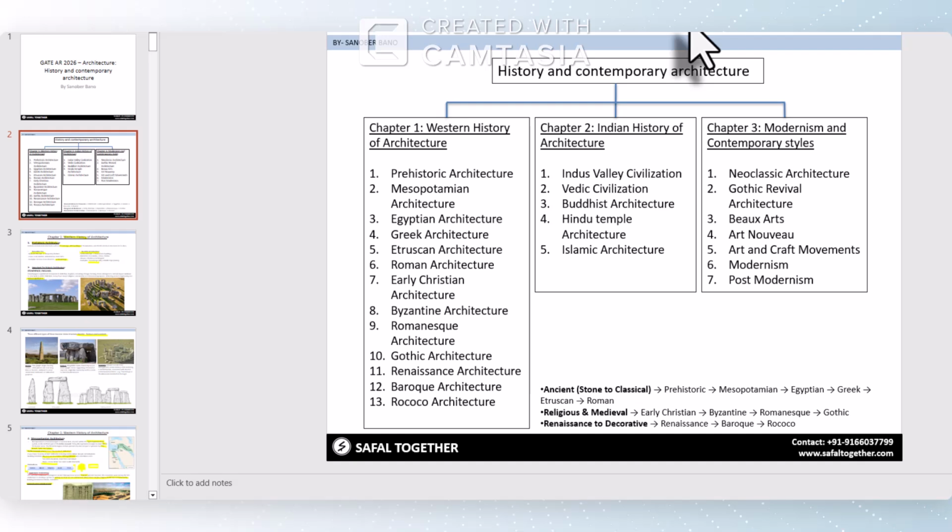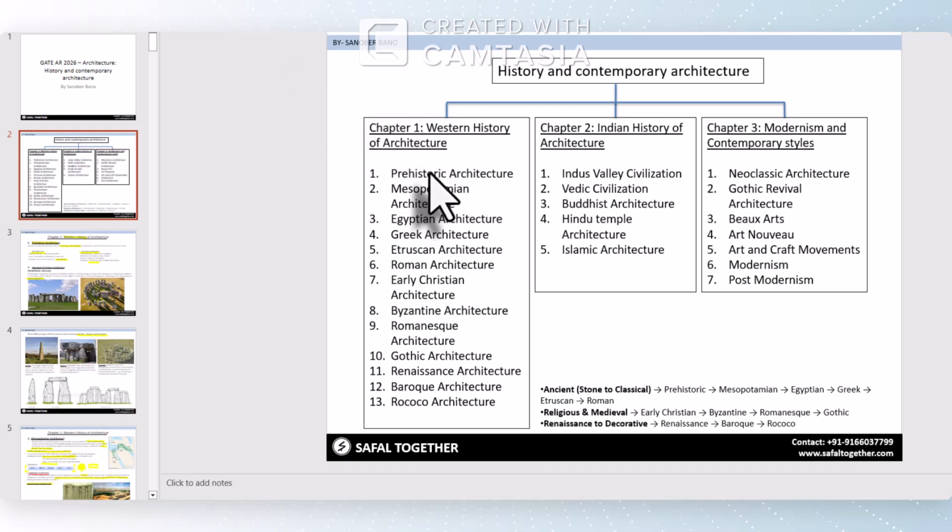Today I am going to explain one of the most scoring and surprisingly easy parts of GATE Architecture, that is history and contemporary architecture, which carries a solid 18 to 22 marks weightage in the GATE Architecture paper. If you master this section, you are already securing almost 20% of your paper. So we have three chapters in this. First chapter is Western history of architecture. Second chapter is Indian history of architecture. Third chapter is modernism and contemporary styles.